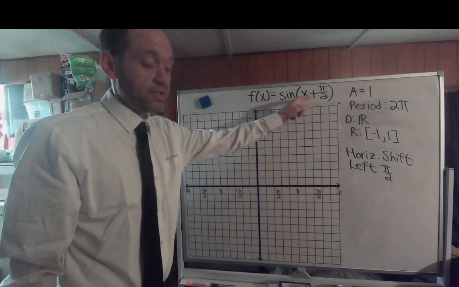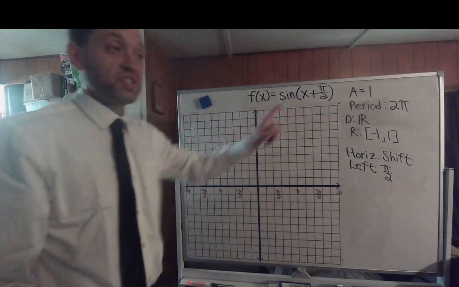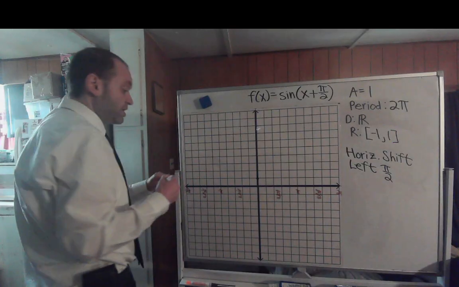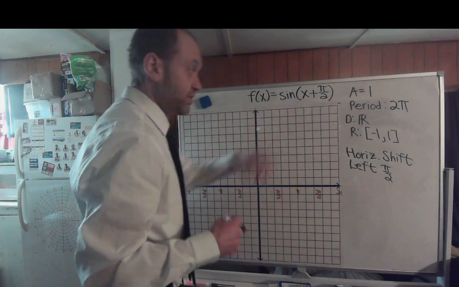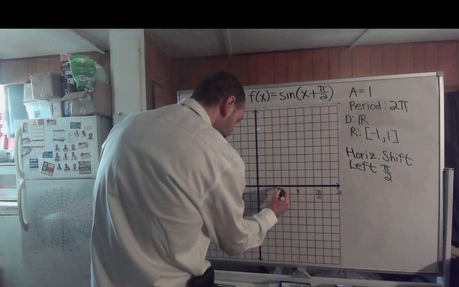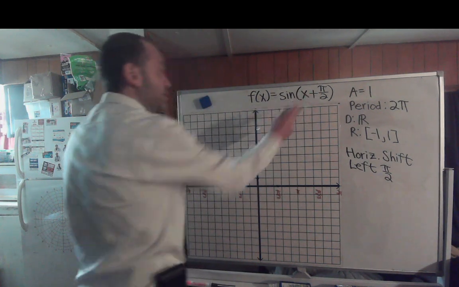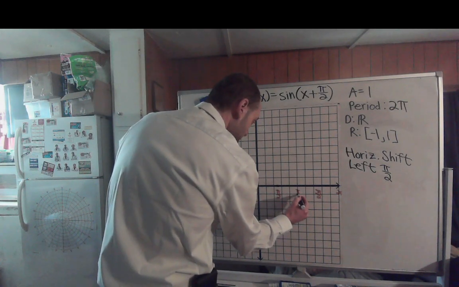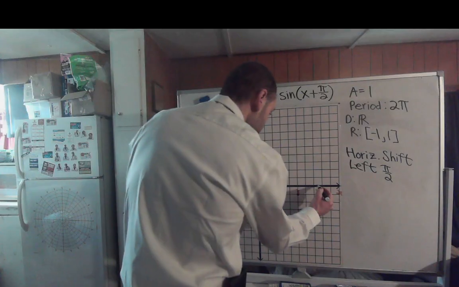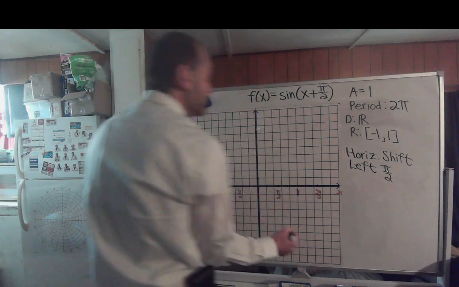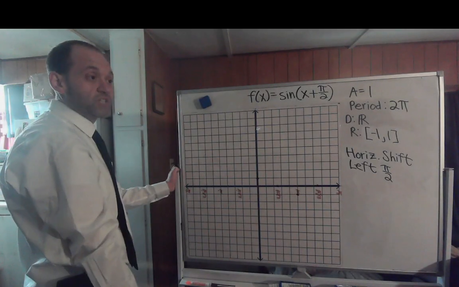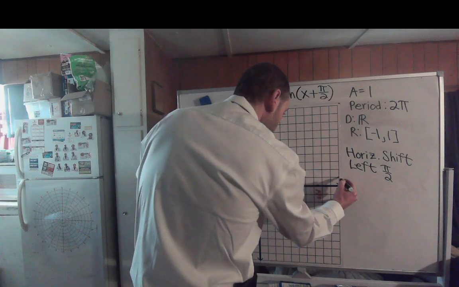If you put in 0, that would actually give you the sine of pi over 2 right away, which would give you +1. Now, if you put in pi over 2, that's going to give you the sine of pi, which is 0. If you put in pi, that would give you the sine of 3 pi over 2, which is negative 1. If you put in 3 pi over 2, that would give you the sine of 2 pi, which is 0. If you put in 2 pi, that's 2 pi plus pi over 2, which would just be back to pi over 2. That would give you 1.